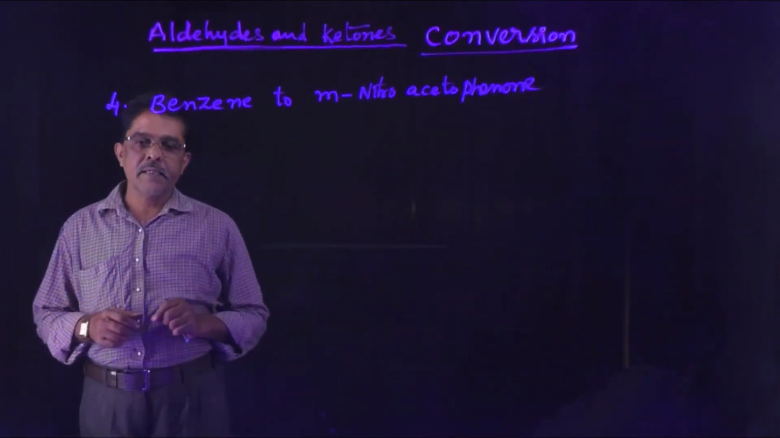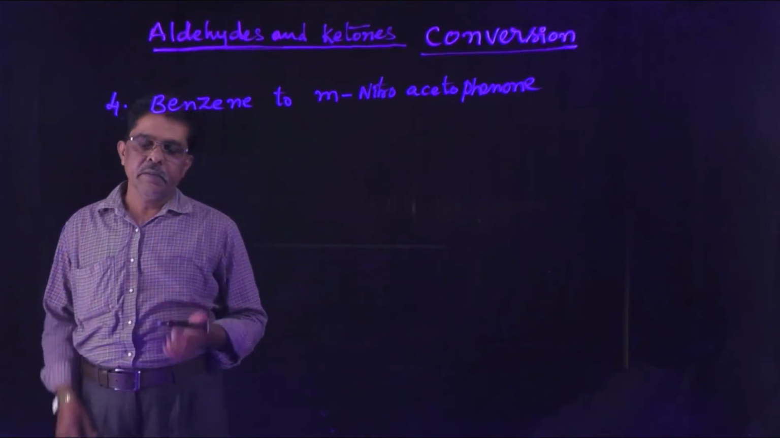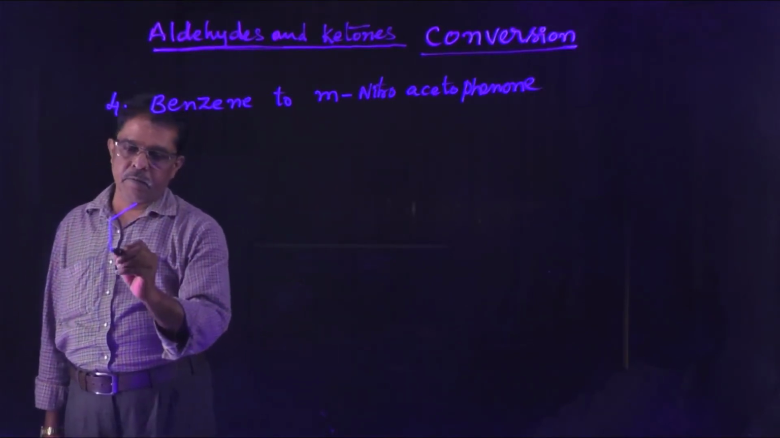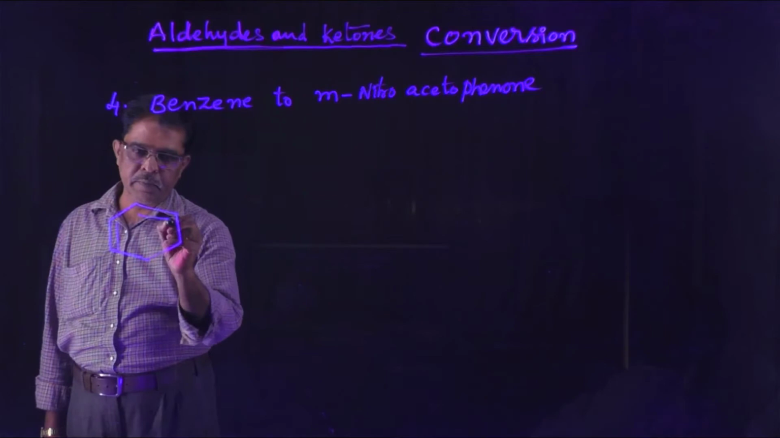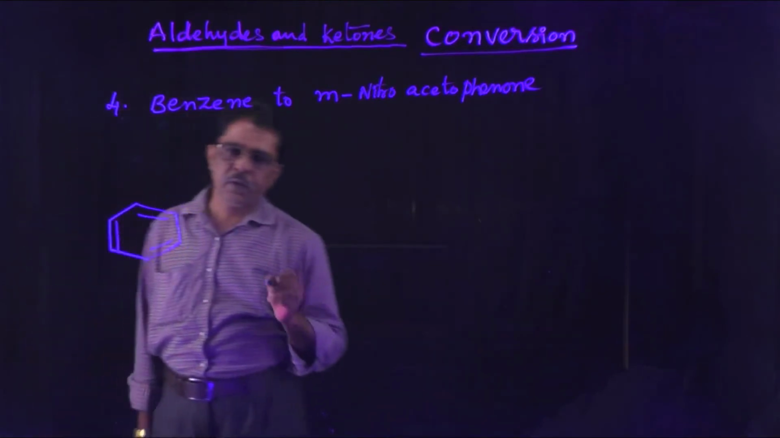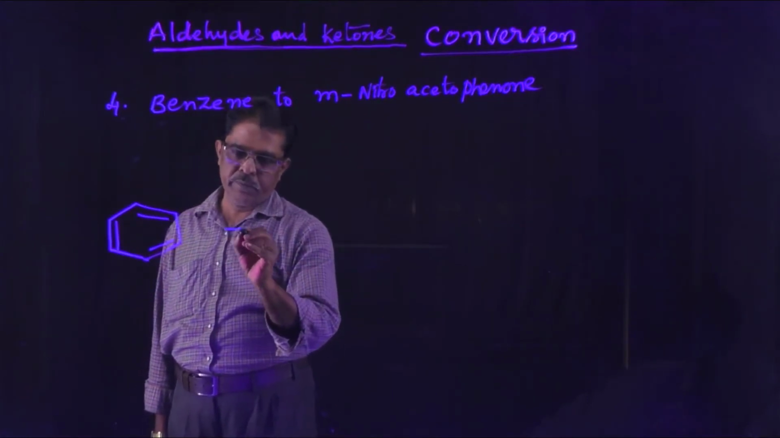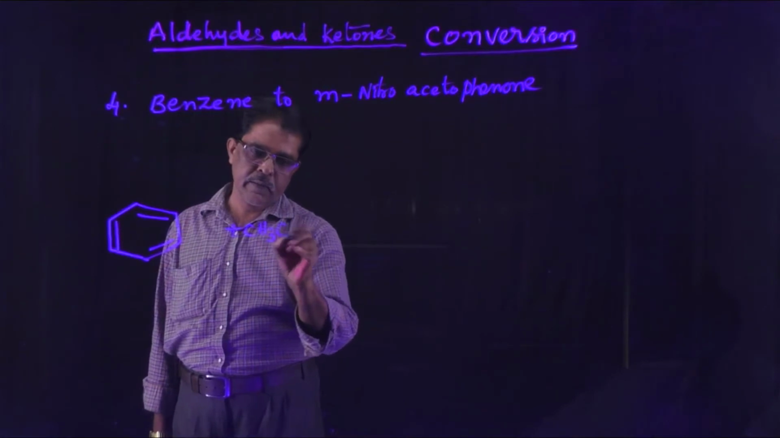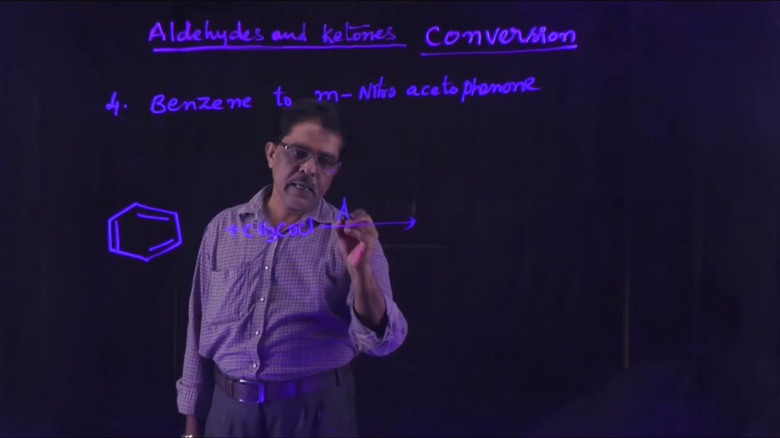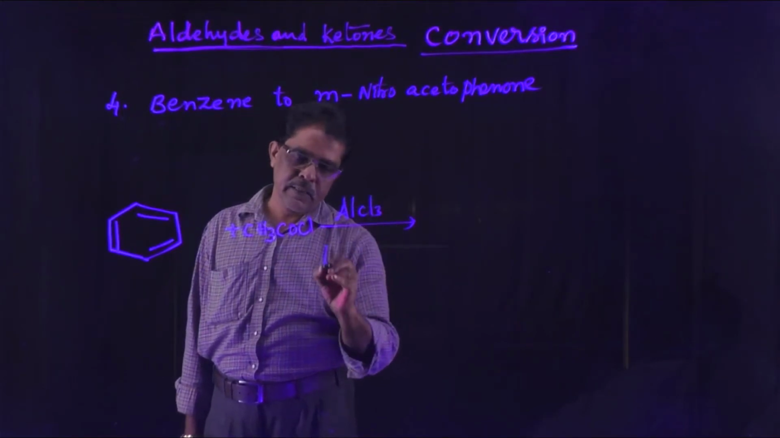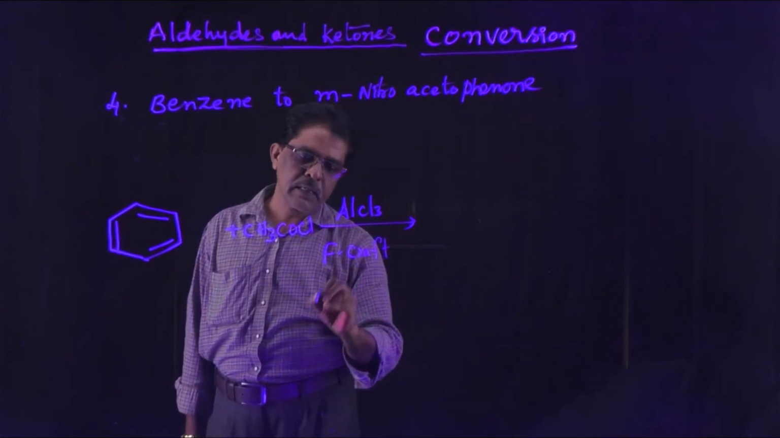Next conversion is benzene to m-nitroacetophenone. Right? So you know the benzene ring here, hexagonal ring. It has alternating 3 pi bonds. This benzene, first of all, we have to convert into acetophenone by acetylation reaction. So benzene reacts with acetyl chloride in the presence of Lewis acid AlCl3. This is called what? Friedel-Crafts acylation reaction.